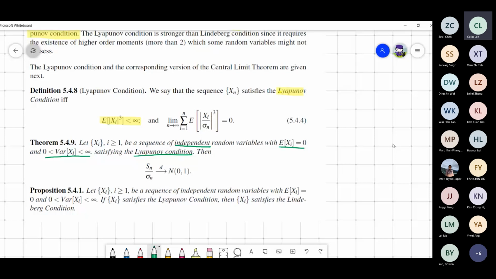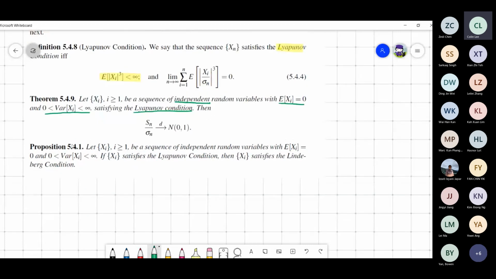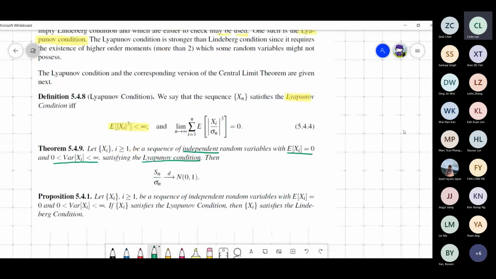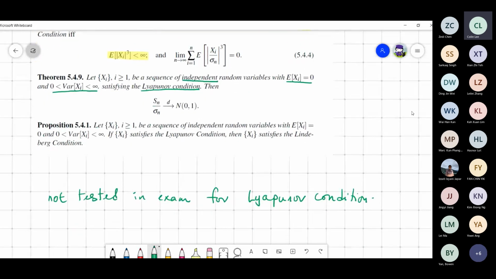This is actually from our proposition here. Anyway, we are not looking at the proof for this. Just to let you know. But don't worry, in the exam I'm not going to test you on the Lyapunov condition. This is just for your extra knowledge, not tested in the exam. When you prepare for your exam, you don't have to look at these Lyapunov conditions.